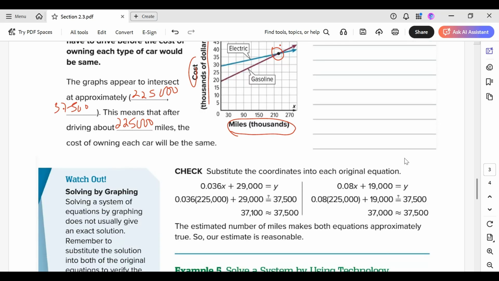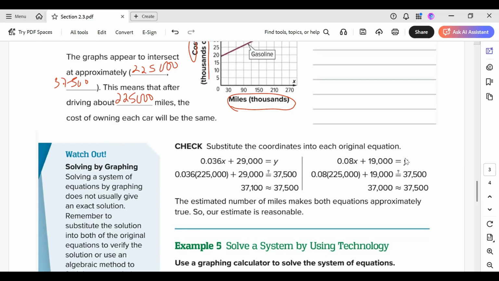In order to check it, you would basically take your equations and plug in those values for x and y. So when we took 0.036 times x, where we plugged in the 225,000, added the 29,000, and saw if it cost 37,500, we noticed that they're similar. Remember, this is an approximation. These are within reason. So it's about 400 miles off. So it's equivalent and it's a reasonable answer. When we did the 8 cents, we got 37,000 compared to the 37,500. So again, the estimated number, it said estimated. We didn't say it's going to be exact. The estimated number of miles for both equations is an approximately true statement. So it means that they are reasonable in their pieces.